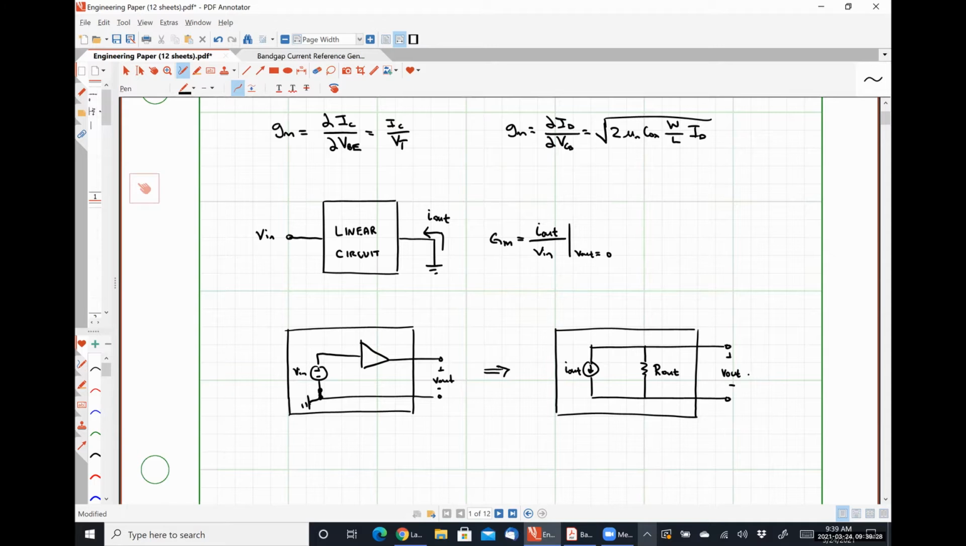This output voltage, V out, where we have our ground. Sorry, my finger keeps touching stuff. Our ground here, just for reference, using good old Ohm's law, is nothing more than negative I out times R out, right? We have an open circuit.